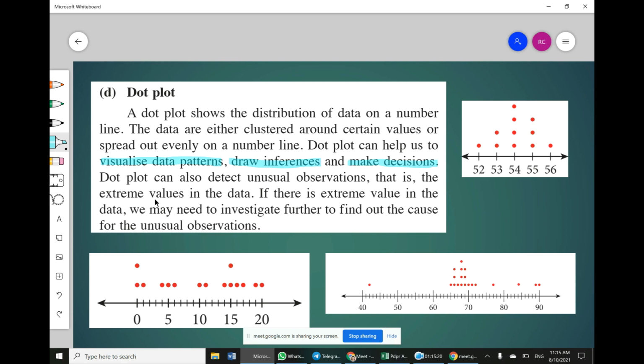Dot plot can also detect unusual observation. That is the extreme value in the data. What is extreme value? It is a value that appears which is far away from the rest, like this one. We have the values in the range about 60 something to 90 over here. Suddenly another value pops up here, which is 42. So this is called the extreme value. If there is an extreme value in the data, we may need to investigate further to find out the cause for the unusual observation. So we have to find out what happened to the extreme value. Why is it here?